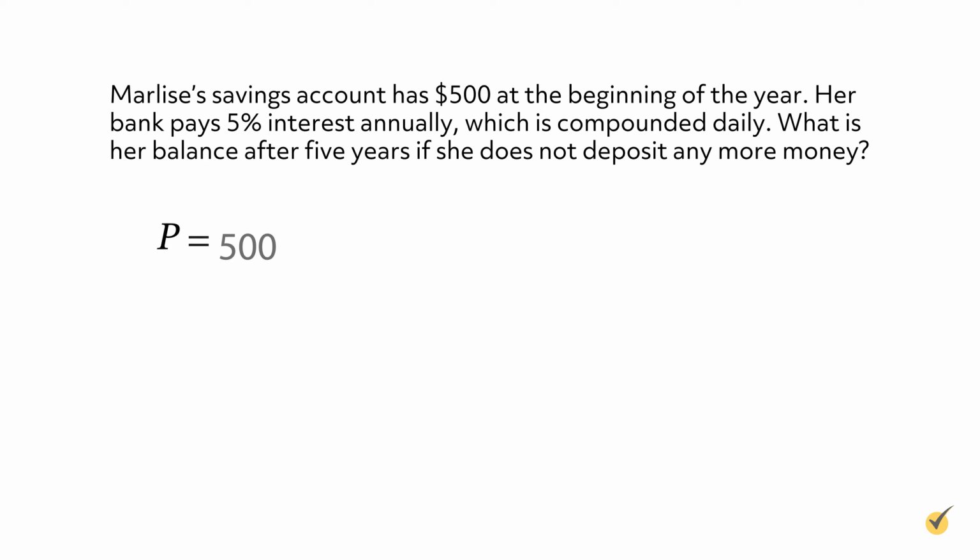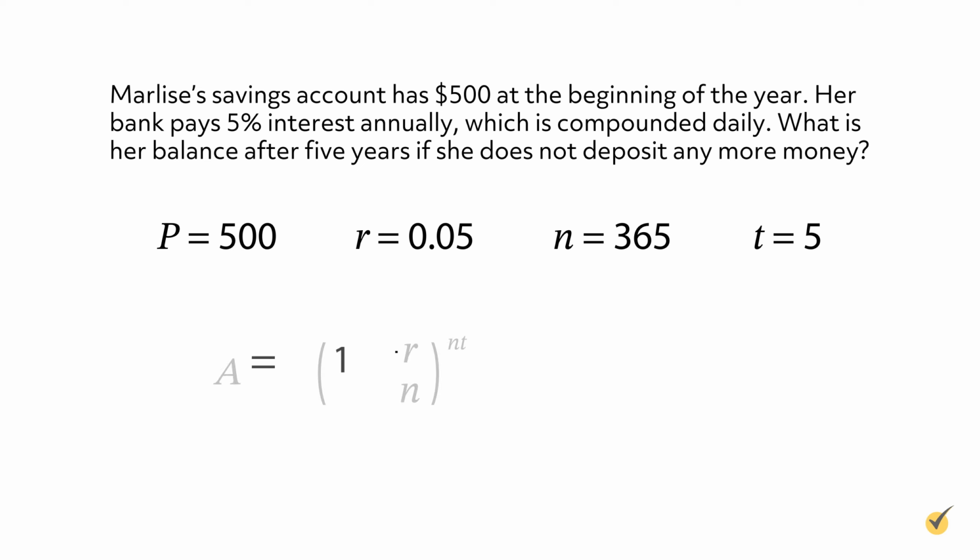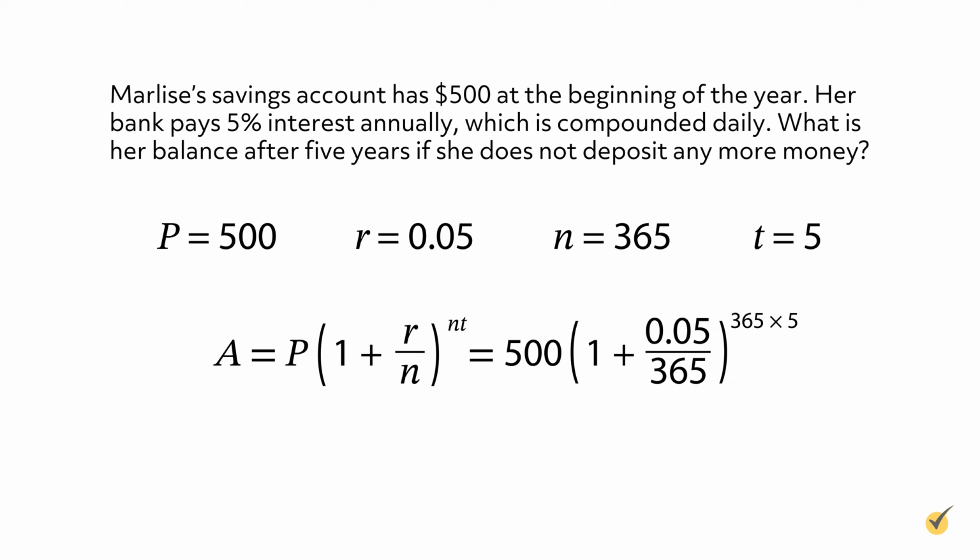In this case, P equals 500, R equals 0.05, N equals 365 because the interest compounds daily, and T equals 5 years. Plugging all of these into the compound interest formula, we get that A is equal to P times 1 plus R over N to the NT, that's our general formula, and this is equal to 500 times 1 plus 0.05 over 365 to the 365 times 5 power. With the help of a calculator, we can determine that this comes out to $642. That's $142 in growth. Let's work through one more example.